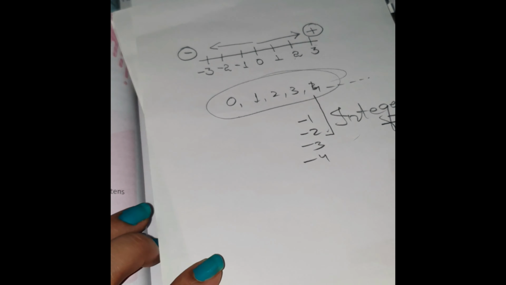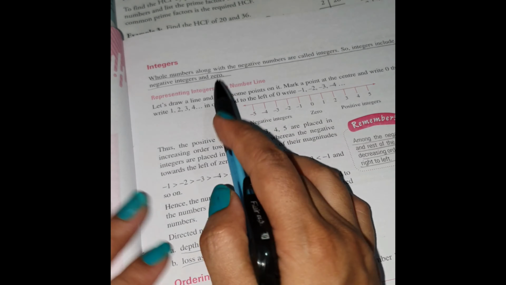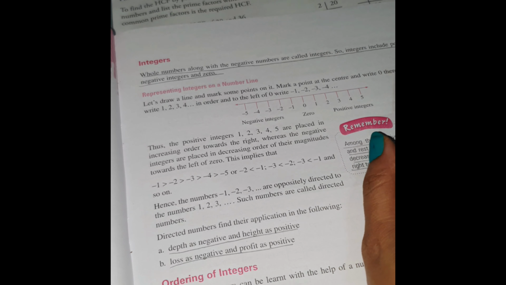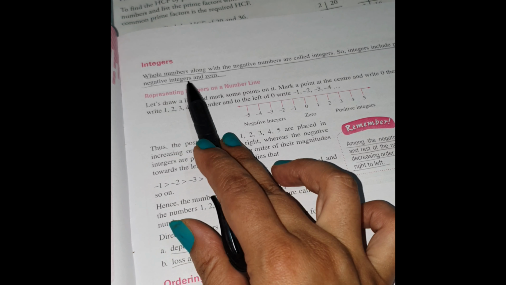Okay, got it? See, that's what is written here. You have to underline it. Whole numbers along with the negative numbers are called integers. So integers include positive integers, negative integers and 0. So all the positive numbers and the negative numbers and 0 are all part of integers.